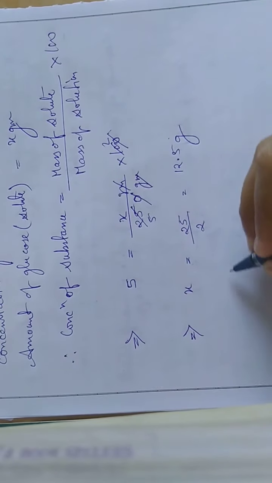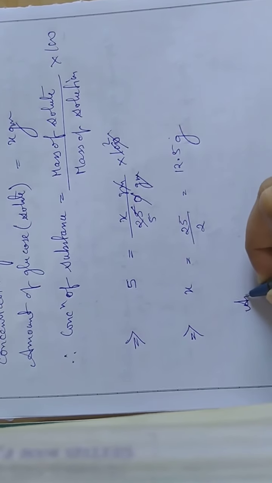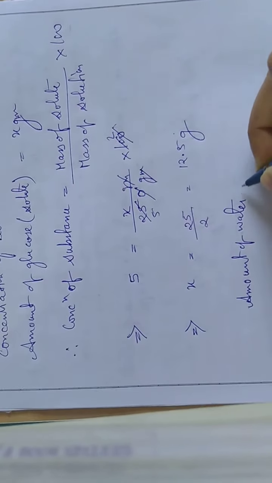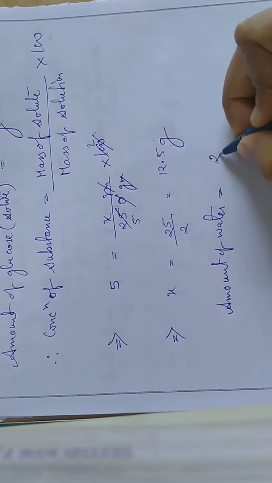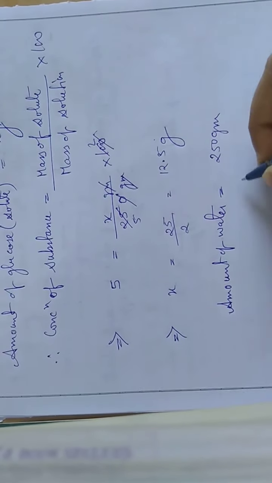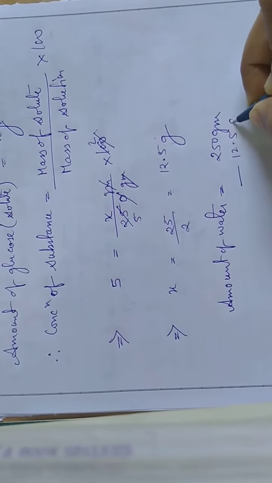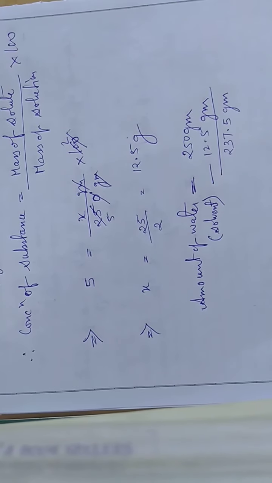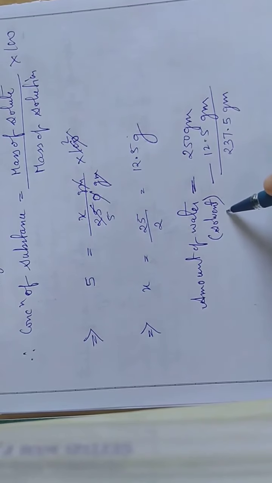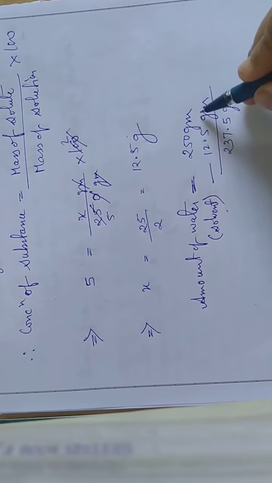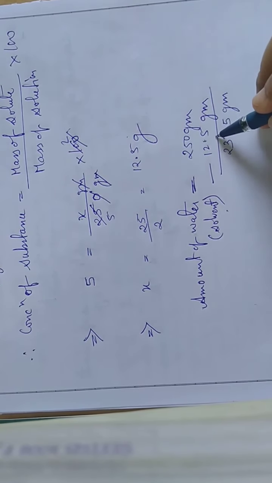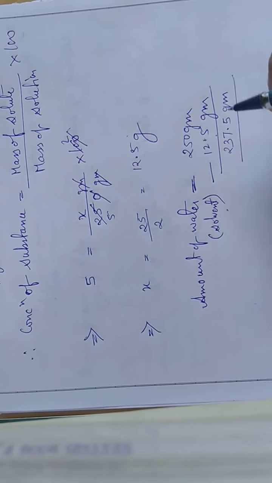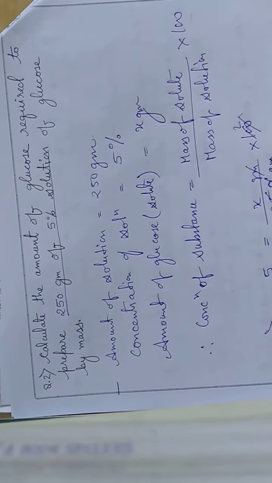Now if it is also asked, can you calculate the amount of water? How will you calculate? Yes, 250 gram minus 12.5 gram, that is your amount of water. So the amount of water means amount of solvent you can also calculate. That would be 250 gram, as I have told, minus 12.5 gram, that is 273.5 gram. So this way children, you can solve your questions very nicely.